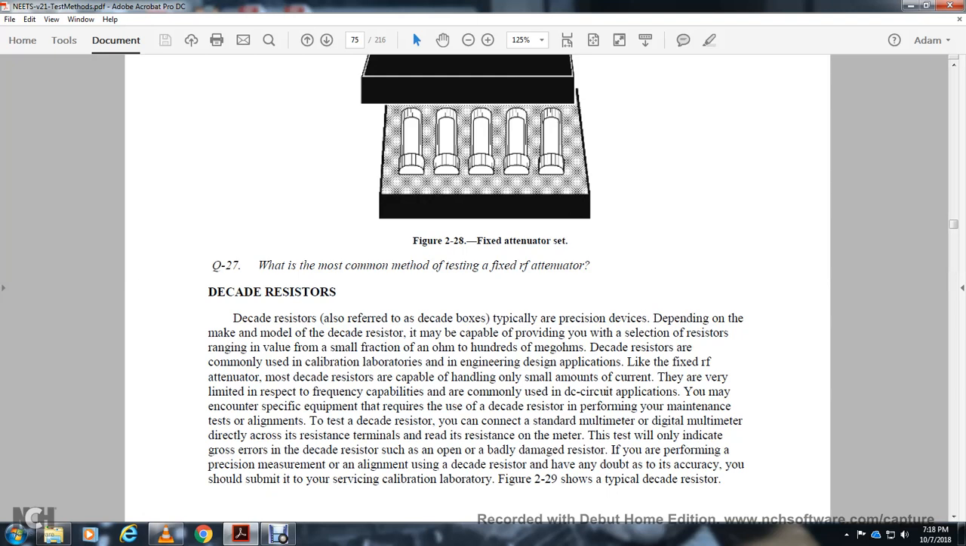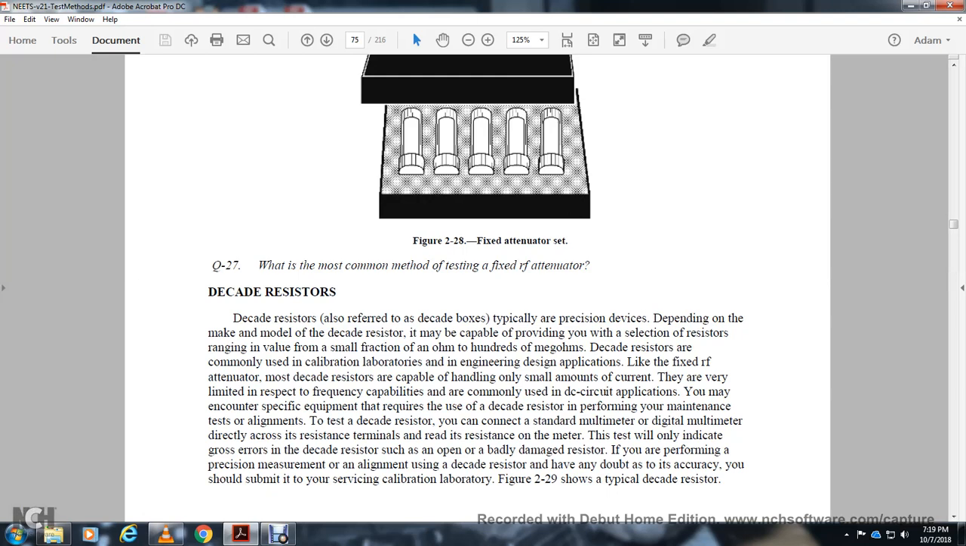Decade resistors may be capable of handling only a small amount of current, and they are very limited in radio frequency capability, so they are commonly used in DC circuit applications. No special equipment is required for performing maintenance or a test of the decade resistor.